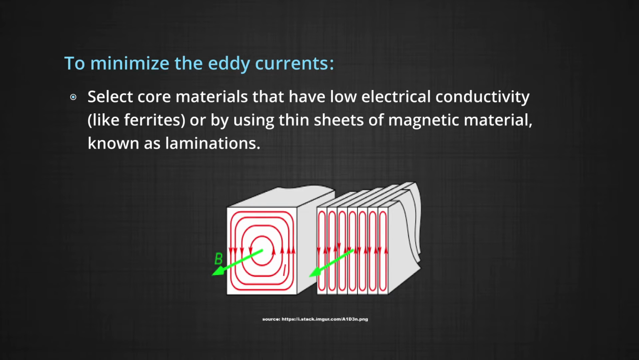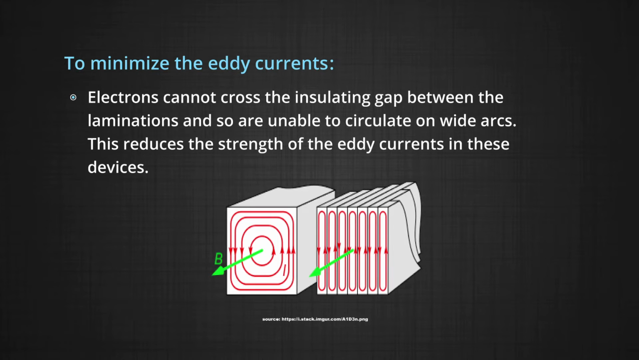In order to increase the efficiency of these devices, eddy currents should be minimized. This can be done by selecting core materials that have low electrical conductivity, like ferrites, or by using thin sheets of magnetic material known as laminations. Electrons cannot cross the insulating gap between the laminations and so are unable to circulate on wide arcs. This reduces the strength of the eddy currents in these devices. Take a look at the picture.